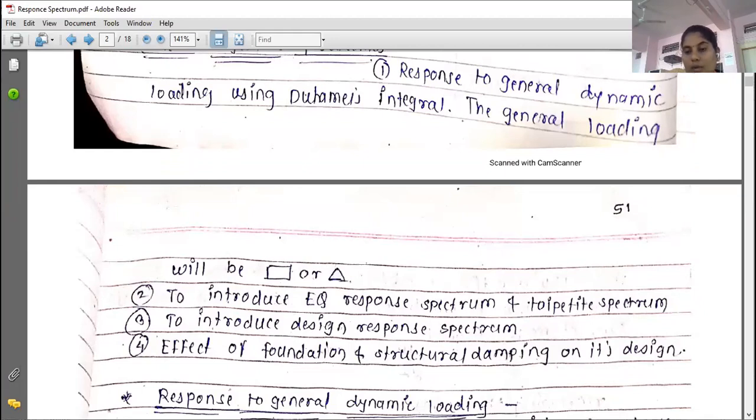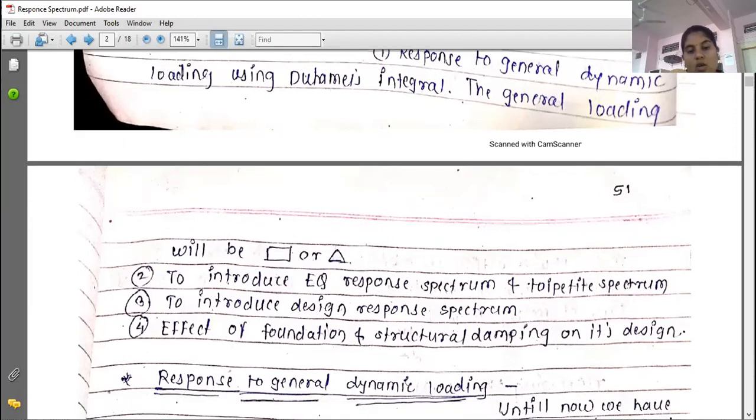So we'll study in this chapter what the tripartite spectrum is and what the response spectrum is. After that, to introduce the design response spectrum. So whatever the points regarding the damping effect and the effect of foundation with respect to the response spectrum, that part also we have to study here. And the last one is the effect of foundation and structural damping on it. We have to understand it with respect to the design spectrum. All these parameters we have to study in this unit number 4.